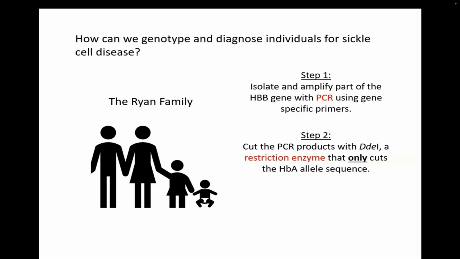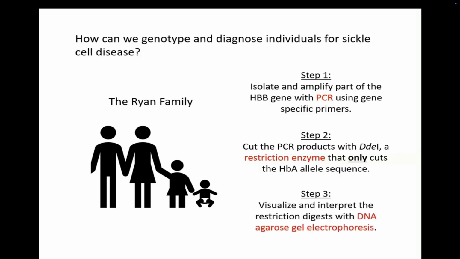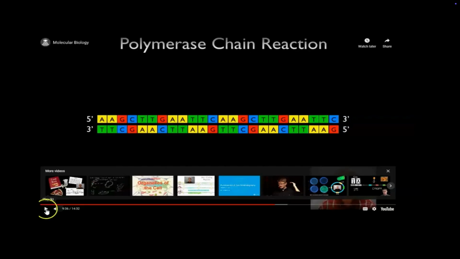Next, we are going to cut that PCR product with an enzyme called DDE1, which is a restriction enzyme that specifically and only cuts the HBA allele sequence and not the HBS mutant allele sequence. And lastly, we need to visualize our DNA and interpret the results using DNA agarose gel electrophoresis. We're going to let Paul Anderson from Bozeman Science help explain these 3 techniques. So over to Paul now to introduce PCR.